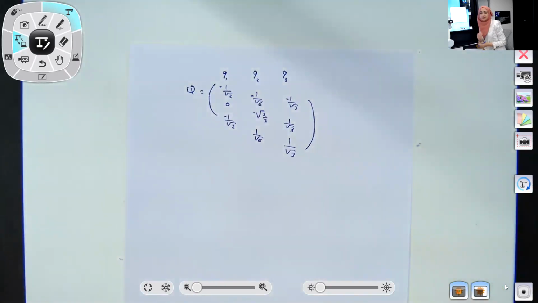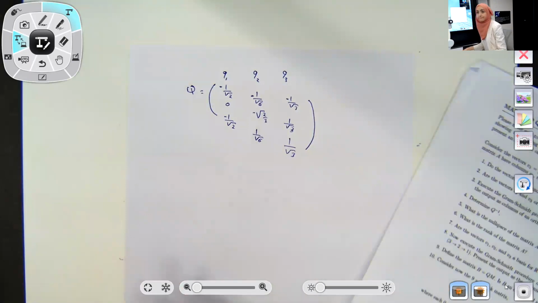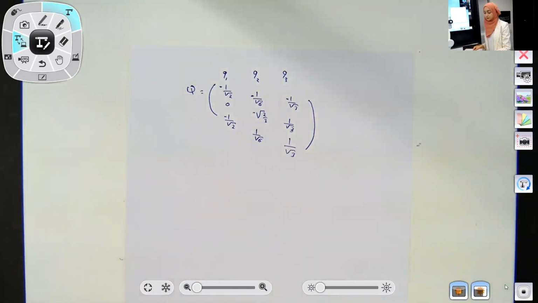To check if this matrix is orthogonal, you need to multiply any two vectors, and you will get 0. If you multiply Q1 transpose times Q2, you will get 0. If you multiply Q2 with Q3, you will also get 0. And if you multiply Q1 with Q3, you will also get 0. Because this matrix is an orthogonal matrix, which means that the multiplication of any two vectors is 0. So this is the solution for question 3. We found the value of the matrix Q, and we applied Gram-Schmidt. Is it clear for you?